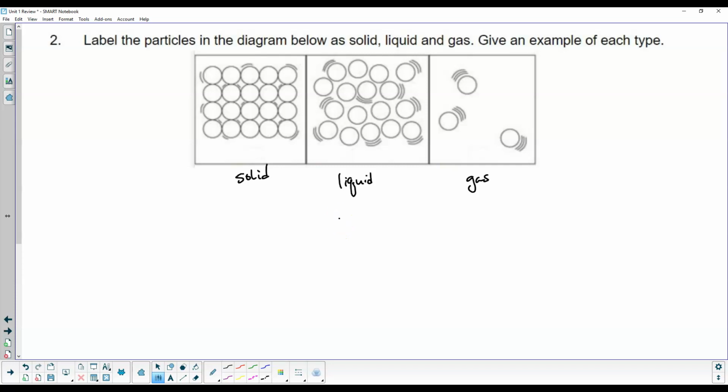And so it's giving an example, well, we can use even the same substance. So let's say we want to use water. So liquid water is a substance. Well, when it's a solid, we call it ice. And then when it's a gas, you call it steam or just water vapors, depending. Okay, so pretty straightforward.